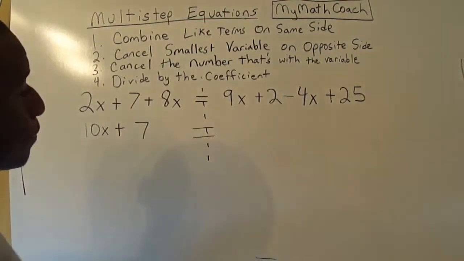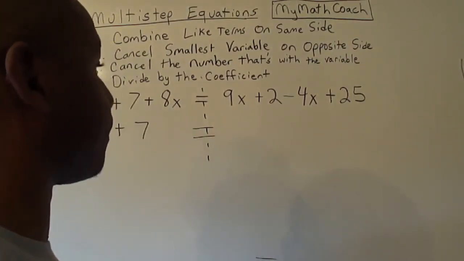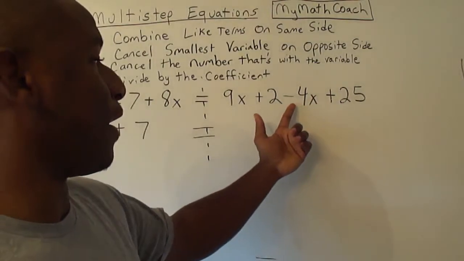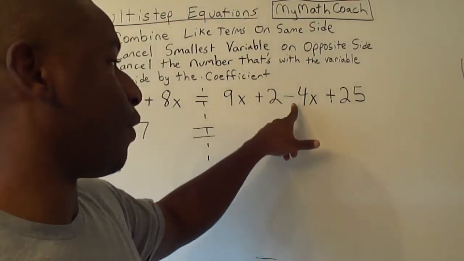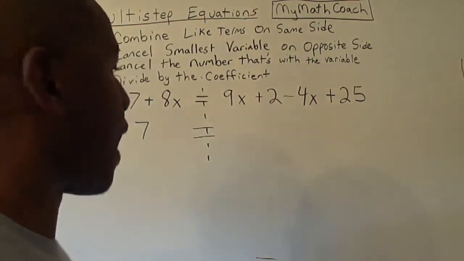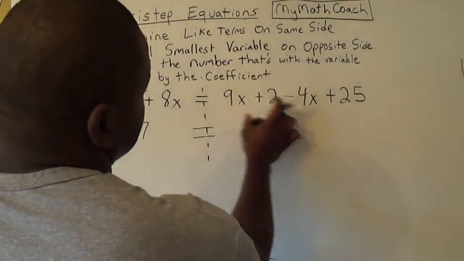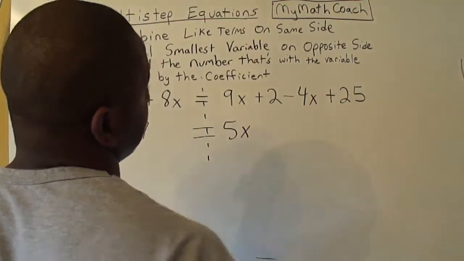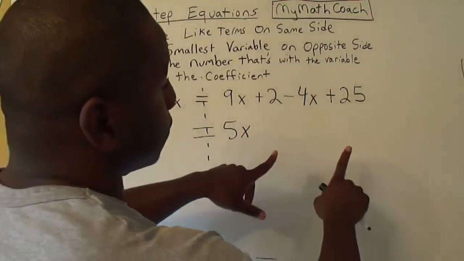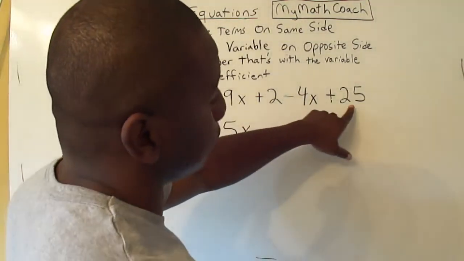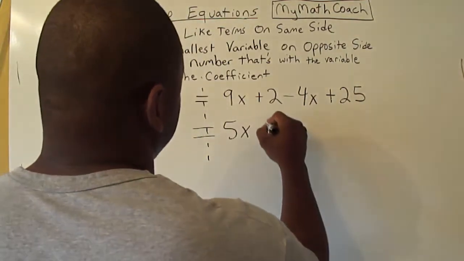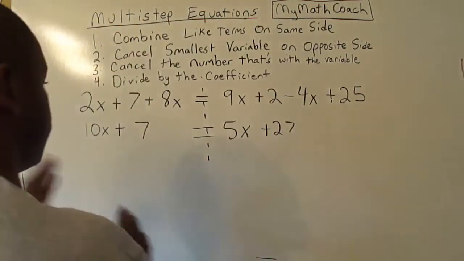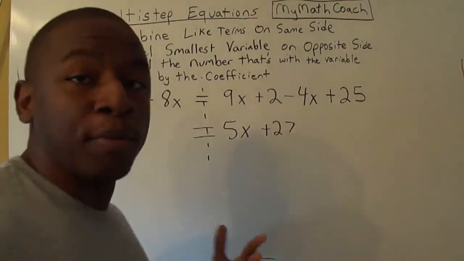Now on this side, what are the like terms we have with the x's? We have a 9x and we have a minus 4x, so you can also call this a negative 4x. And when you combine those, 9 minus 4 is going to give you 5x. And then with the numbers, we have 2 and 25. 2 plus 25 is 27. Nothing else we can combine. Okay, so we've done the combining steps on both sides.